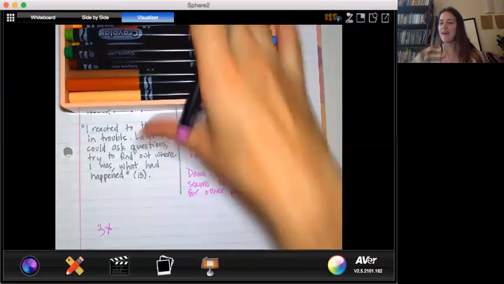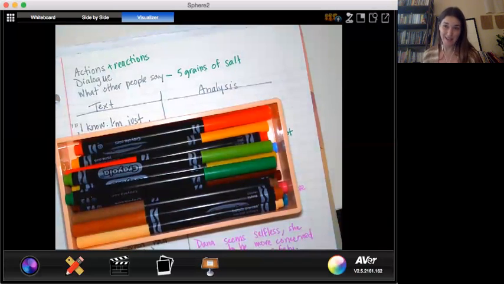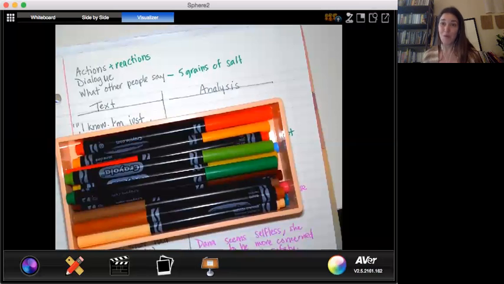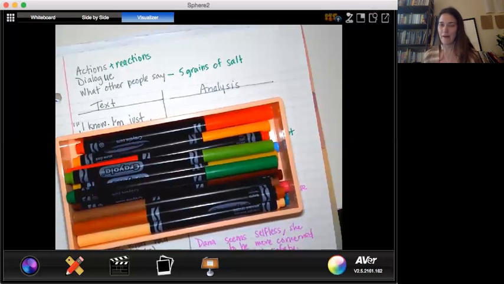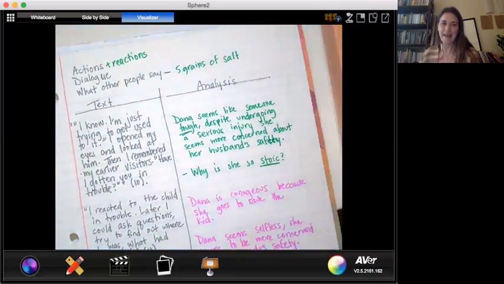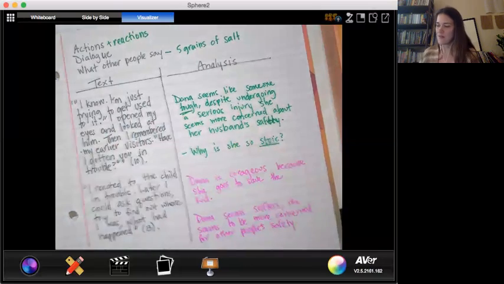You're going to look at what their actions or reactions are, what they say, so what kind of dialogue we see, and then what other people say about them, and whether you want to trust it. Sometimes what people say about other people tells us more about that person than the person they're talking about. Then you're going to think about what that tells us about their character. What kind of a person are they?